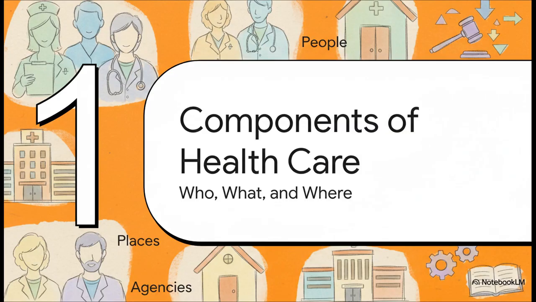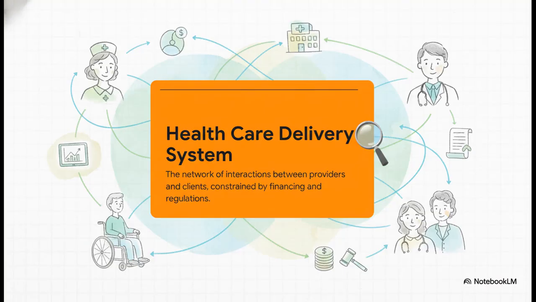All right, first up, let's get our heads around the components of healthcare. To really understand the system, you've got to know the three big pieces: who's involved, where it all happens, and which agencies are making the rules. So what is a healthcare delivery system, really? Well, it's not just a hospital or a clinic. Think of it more like a giant, complex web. It's all the interactions between us, the providers, and our clients, but it's all shaped and, frankly, limited by how it's paid for and the rules we have to follow.